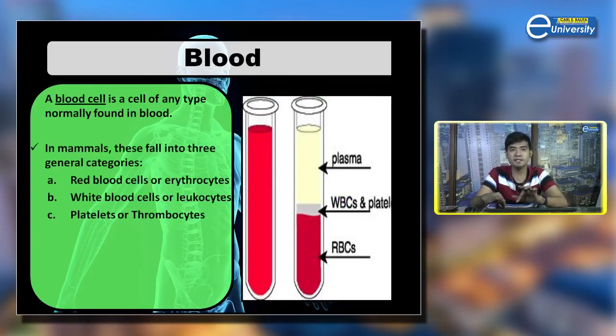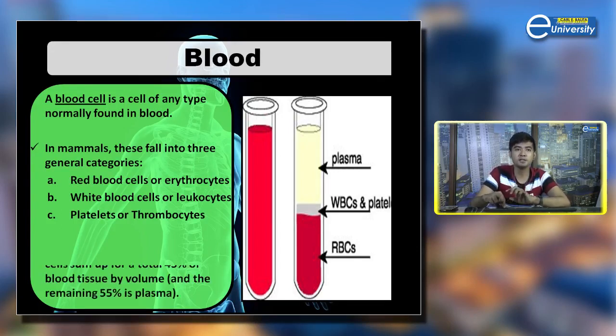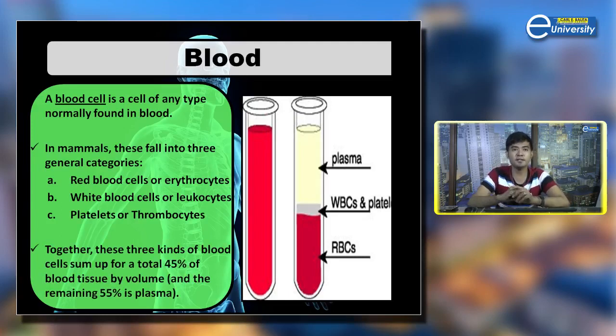So let's deal with the blood cell. A blood cell is any cell found in the blood. In mammals, these fall into three general categories: the red blood cells, also known as the erythrocytes, the white blood cells, also known as the leukocytes, and the platelets, also known as the thrombocytes. Together, these three kinds of blood cells sum up 45% of the blood tissue. The 55% of blood is called the plasma.